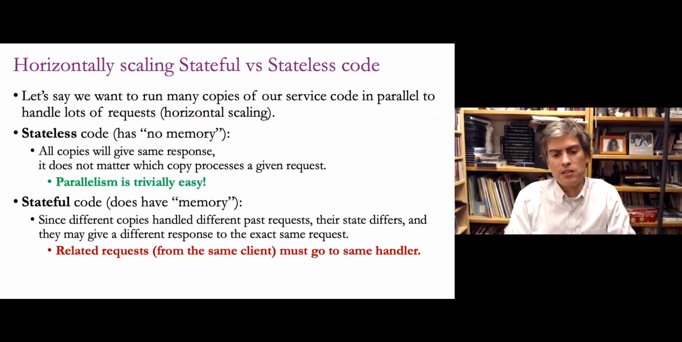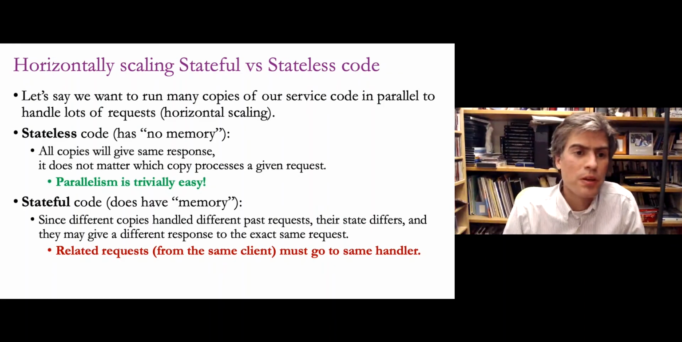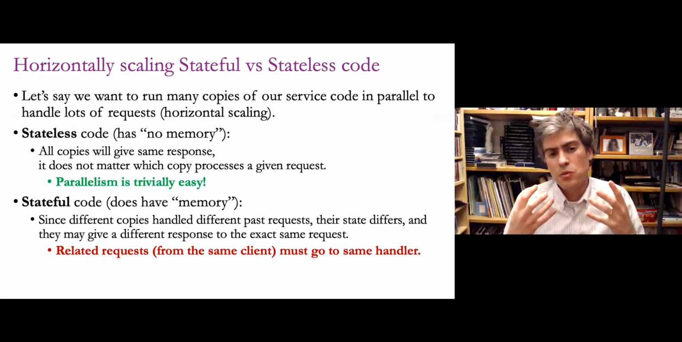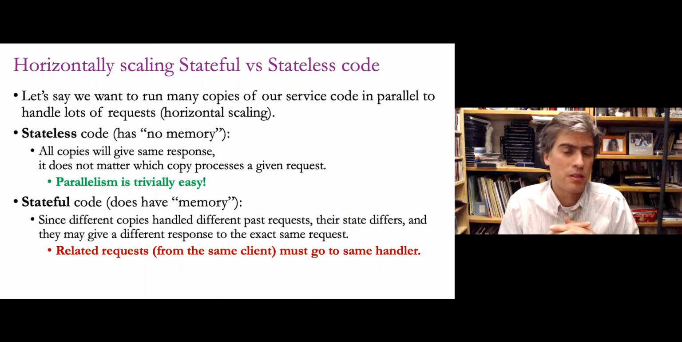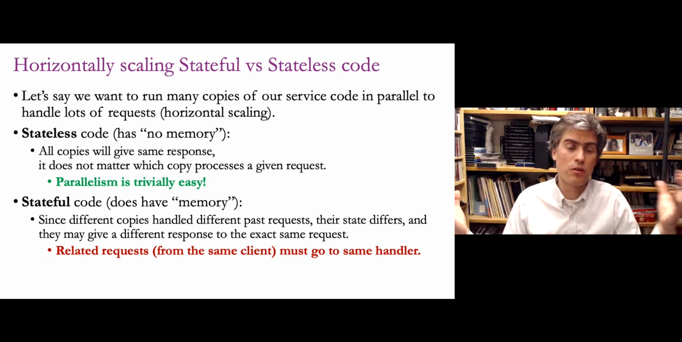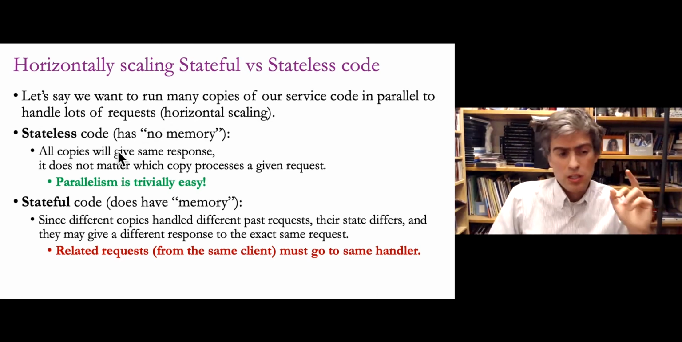So let's move back on with the main lesson on stateful versus stateless services. The reason we're talking about stateless code is mainly because it's closely tied to horizontal scaling. And remember, horizontal scaling is really the only way we can create a truly global scale system, a huge scale system. We need to be able to run our code on lots of machines. So if we want to run copies of our service in parallel to handle lots of requests, let's look at the two different options.